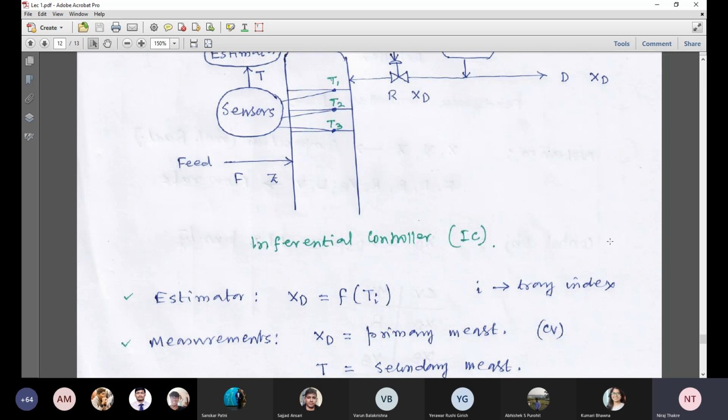Okay, in fact, one of you told that this is the control variable. That is somewhat true. This is the control variable.